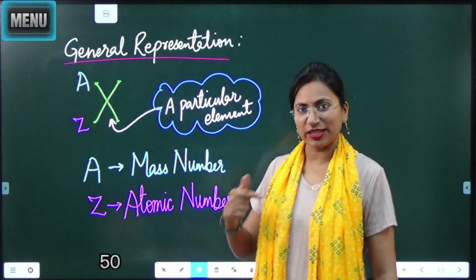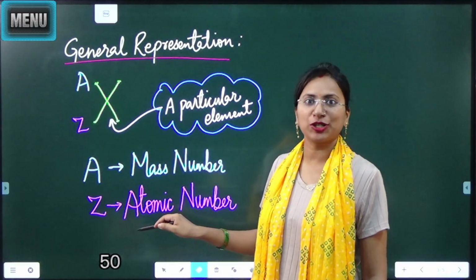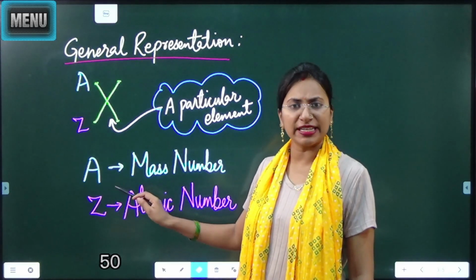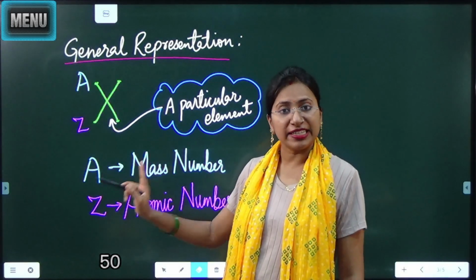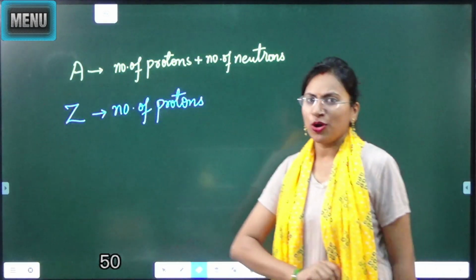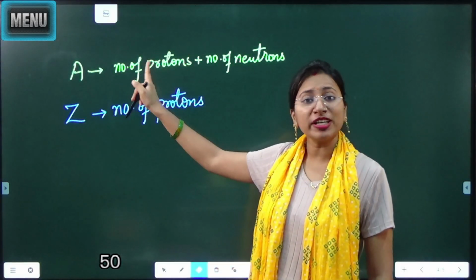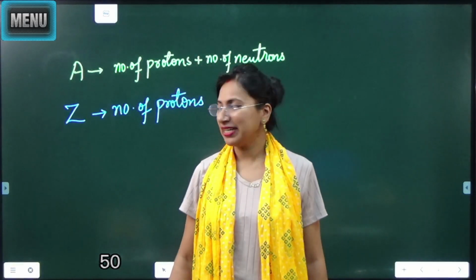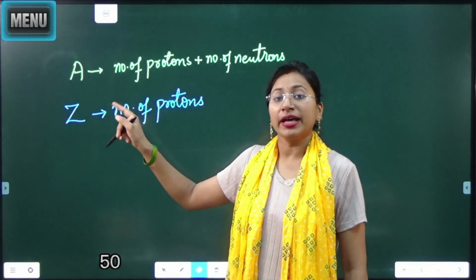Let us go to the next point. A is mass number, Z is atomic number. None of A and Z can have values in decimal or in fraction. They will be positive integers. Now let's know what A and Z represent. A represents the total number of protons and total number of neutrons in that particular element. Z represents the total number of protons in that particular atom of the element.